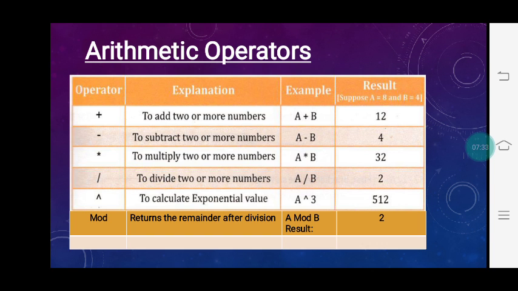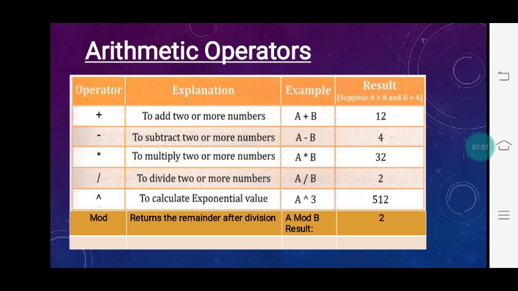Exponential means what? Raised to the power. So here 8 raised to the power 3 means you have to multiply 8 3 times: 8 multiplied by 8 multiplied by 8. So you will get 512. Okay. Now mod.